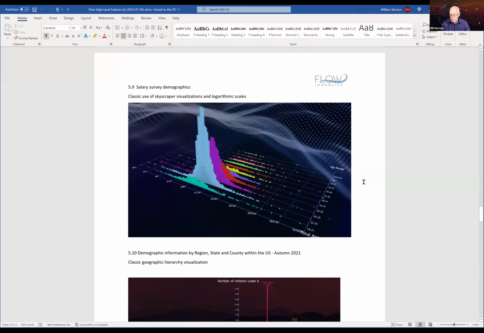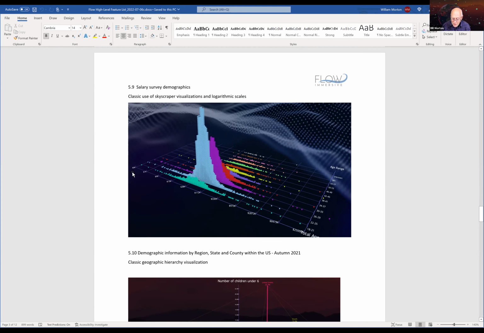There's also a flow out here that was some publicly available salary survey demographic information. So this was one way that we used to show values in a way that are understandable, where the values are very divergent from each other.